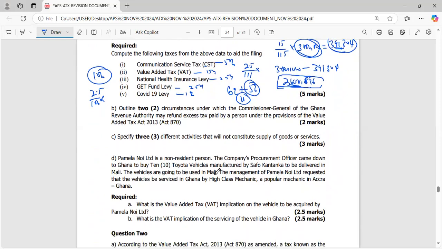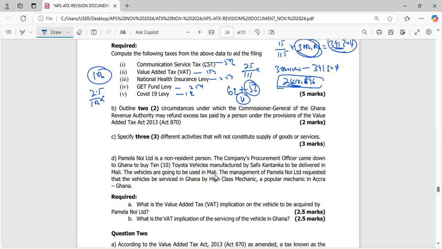One is when the input tax deduction is more than the output. Come again. When the input is more than the output? Yes. Oh, that is not excess tax. It means that is excess cost. So that one you have to carry it forward.